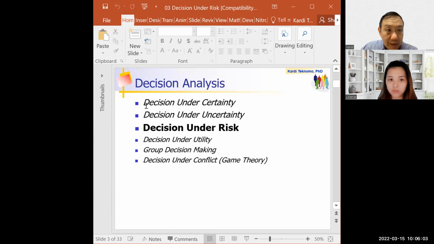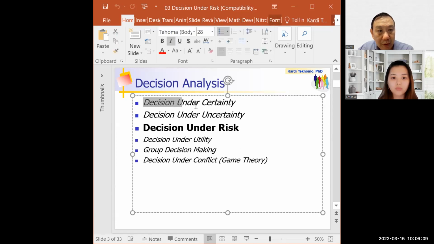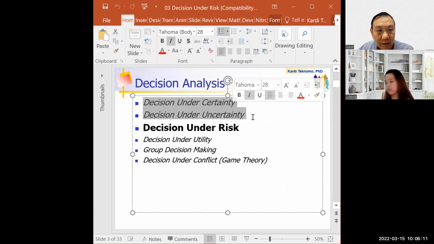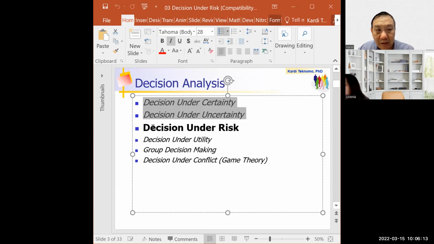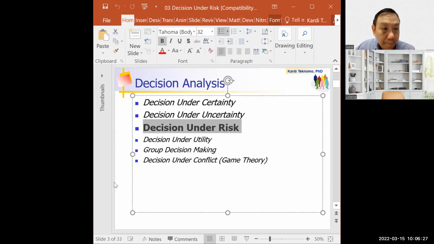So last time we discussed about decision under certainty and uncertainty. Today we discuss decision under risk. Later on, after this we'll discuss about decision under utility, group decision theory, and then decision under conflict with game theory. This is the topic for today.